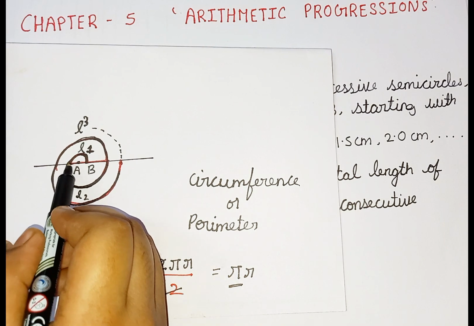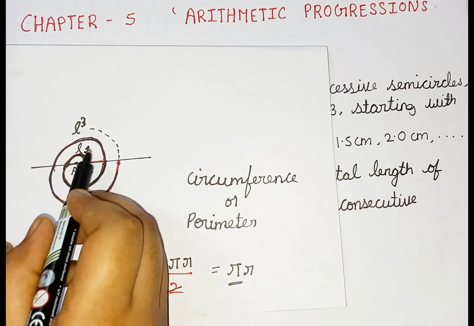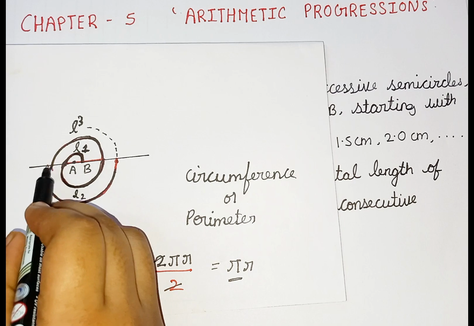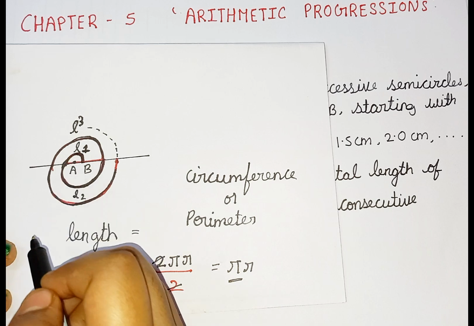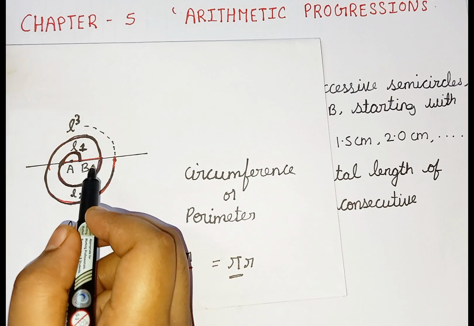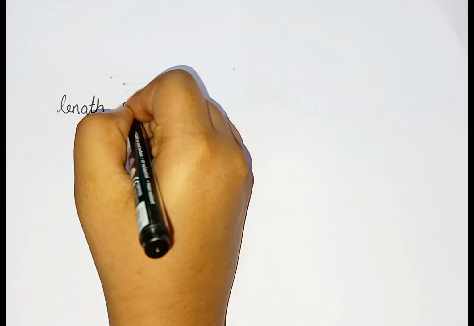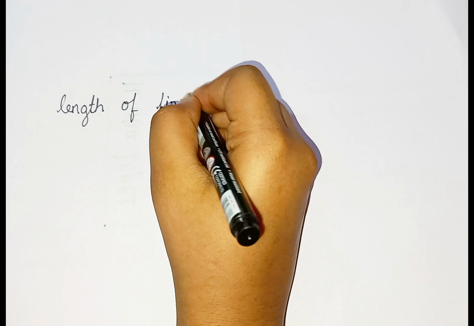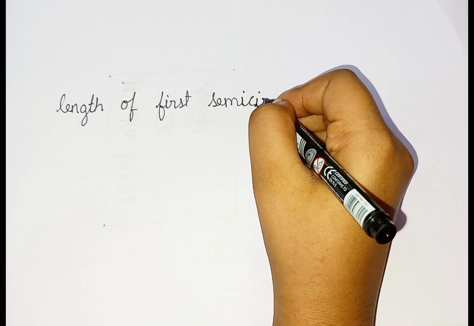So here in the question they mentioned length 1. Length 1 means maybe they are mentioning this, and length 2 maybe they are mentioning this semicircle. Length 3 they might be mentioning this semicircle and this semicircle. So likewise in the question there are 3 lengths. Since I am going to find the length of the spiral, I am going to write length of first semicircle, and likewise for the second one and the third one as well.